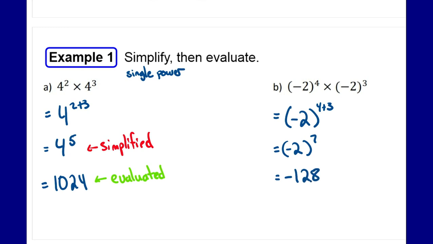Now, one thing to keep in mind, we want to use brackets with negative bases. Right, so when we have a negative base, we want to make sure we use brackets when we're evaluating it. Some calculators may not incorporate the negative unless you put the bracket in, and that can be a factor when you have an even power or an even exponent.